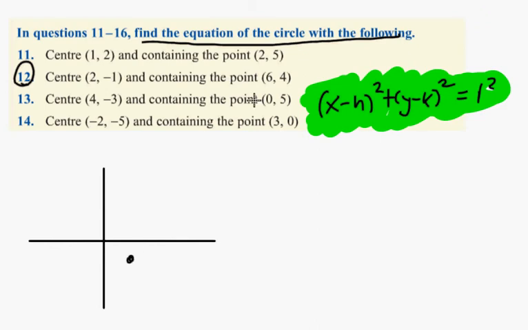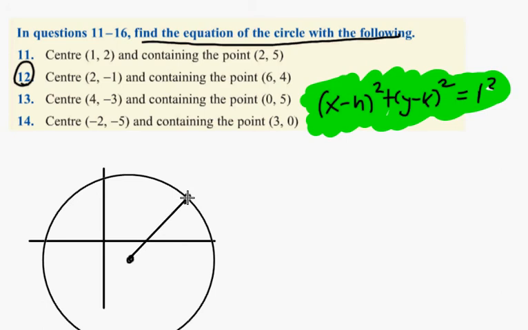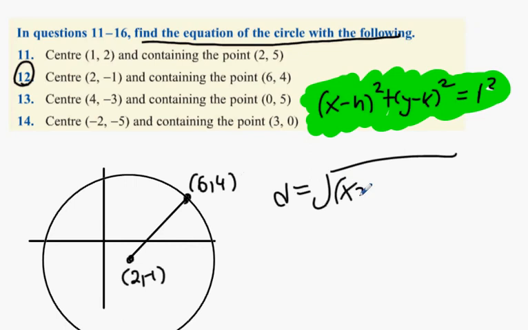No. So here's what we have to do. See 6, 4. So 6, 4 will be somewhere up here, won't it? Now what we have to do is this. You could extend the circle until it hits 6, 4. And what you can do here is you can find the radius, can't you? So this is 2, minus 1. This point here is 6, 4. If we use the distance formula, x2 minus x1 squared plus y2 minus y1 squared, we can then find out how far that's away from us, okay?